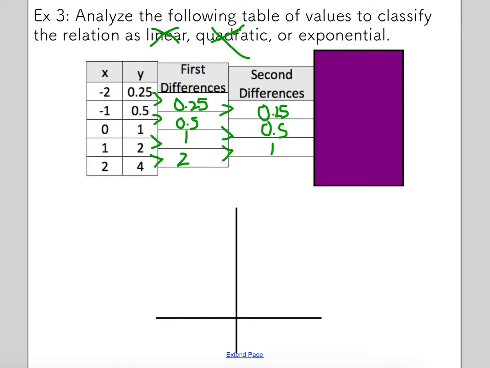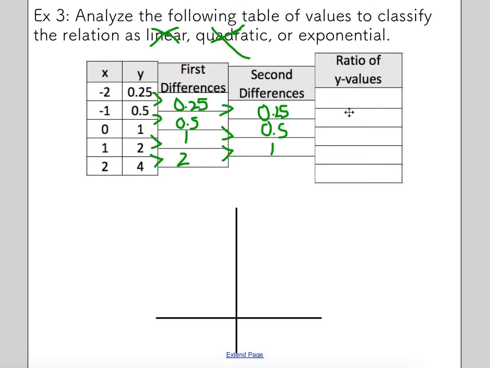But that's okay, because what we're going to look at here is a third column, which is the ratio of the y values. This is new to this video. We haven't done this yet because we haven't had to, right? We've either had constant first differences or we've had constant second differences. Because we don't have either of those in this case, it's helpful for us to analyze the ratio of y values. Now, what I mean by ratio of y values is similar to the first differences. We're going to take each y value and we're going to divide by the previous y value. And when we do that, you're going to see that I get this constant ratio.